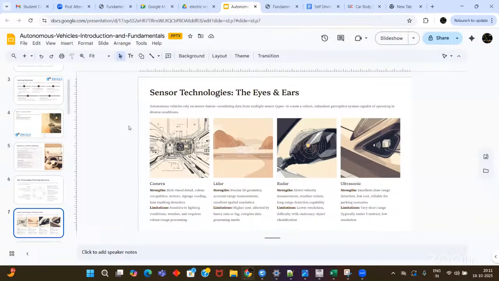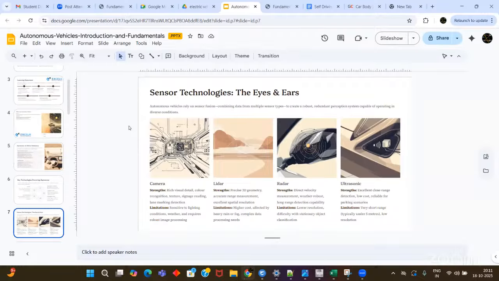Now comes the sensor technologies, the eyes and ears. Why are they called the eyes and the ears? Can anybody say why the sensor technologies are called the eyes and the ears? Can anybody say in the chat?